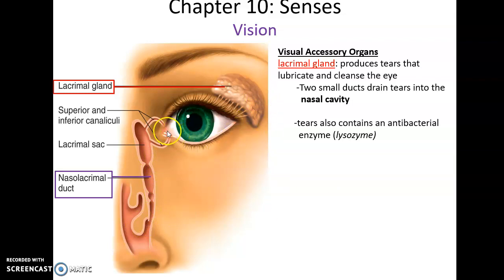So tear fluid, lacrimal fluid, when it reaches the medial corner of the eye, is then transported down to the nasal cavity, which of course explains why we get runny noses when we cry real hard, because the nasal cavity gets flooded with tear fluid. Also, tears contain the antibacterial enzyme lysozyme, so it provides some antibacterial protection.